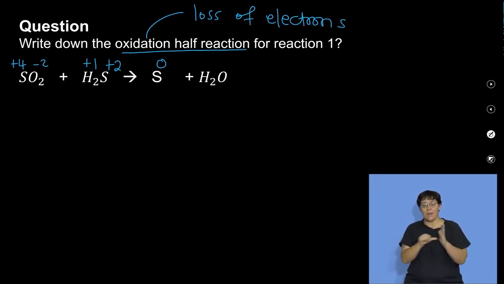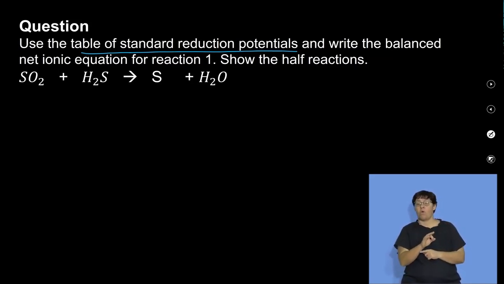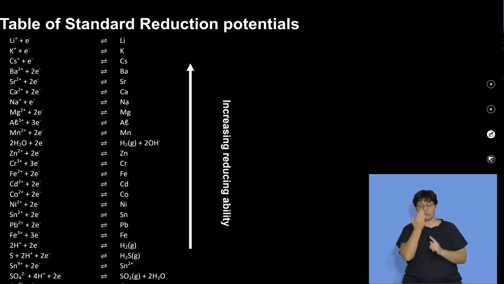So oxidation has to do with the loss. So the half reaction that we're going to come up with actually involves the loss of electrons, right? So these are just some of the skills that are very important. And then it says here, use the table of standard reduction potentials and write balanced net ionic equations for reaction 1. Show the half reactions. So we need to draw our attention to the standard reduction potential tables, okay? So we need to identify the correct reaction.